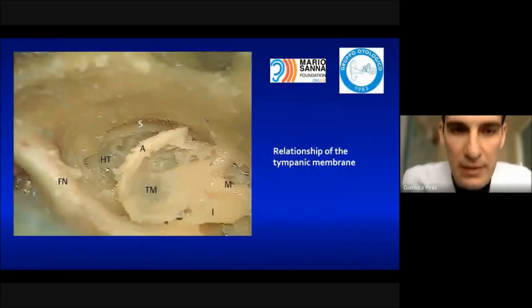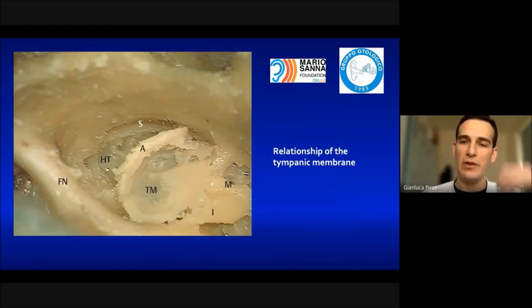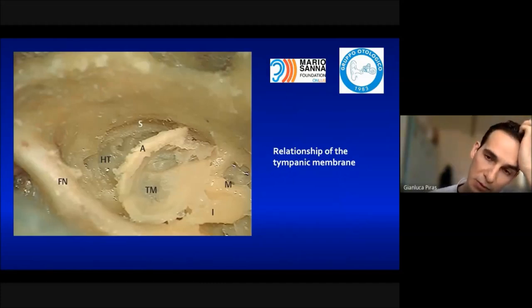Let's start with the middle ear, the relationship between the tympanic membrane and the most important structures of the temporal bone. You see the tympanic membrane with the annulus, which is the strong attachment of the tympanic membrane to the sulcus of the external auditory canal. You know that anterior to the external auditory canal, you have the temporomandibular joint.